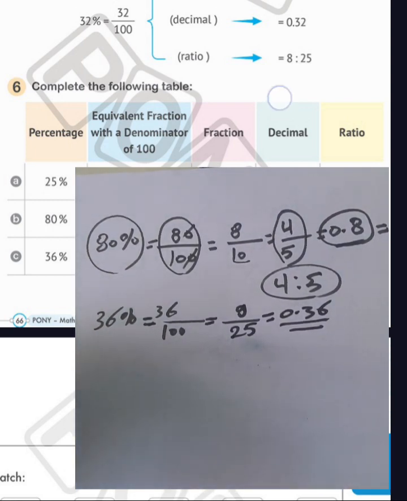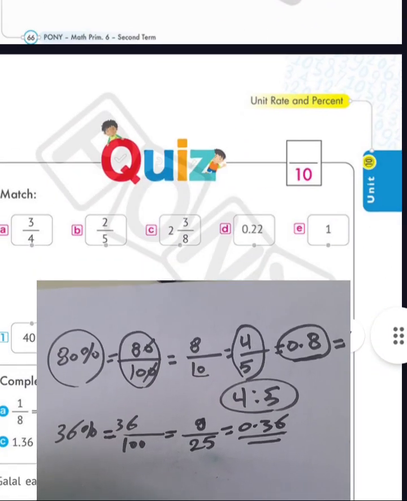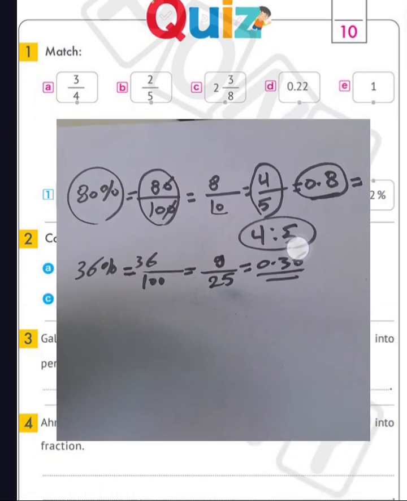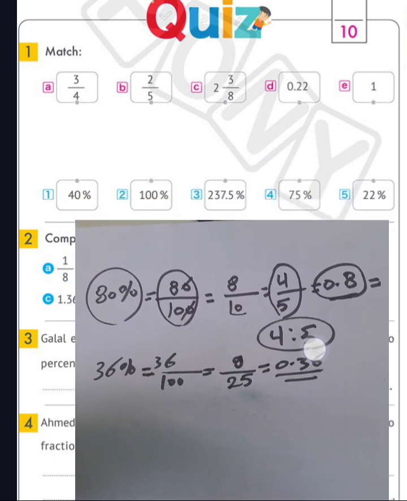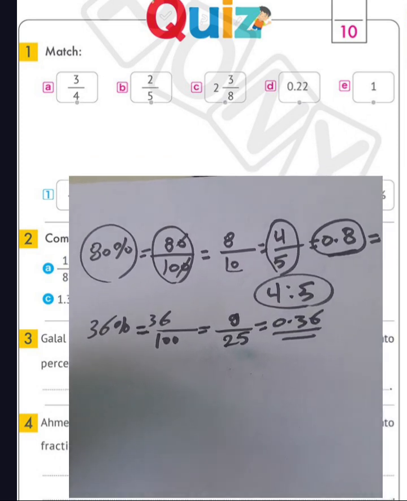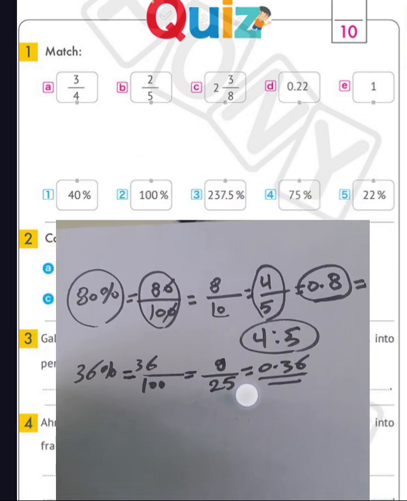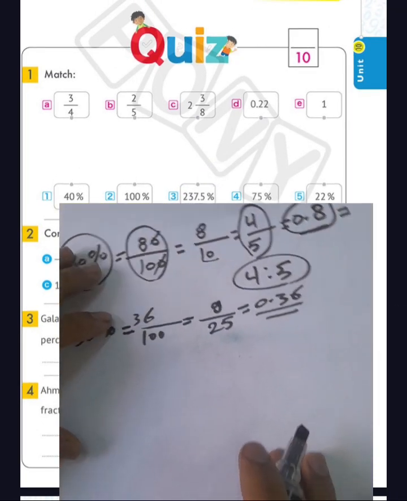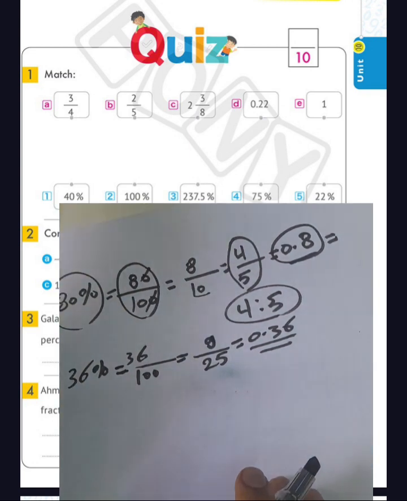Now we will complete this quiz here. Page 67. Match equivalent. First, we must convert each one of them to percent.